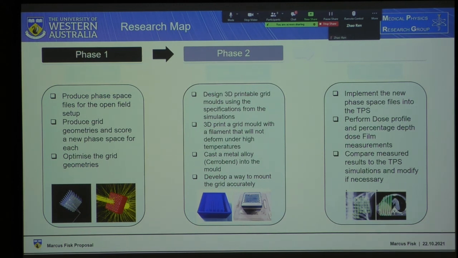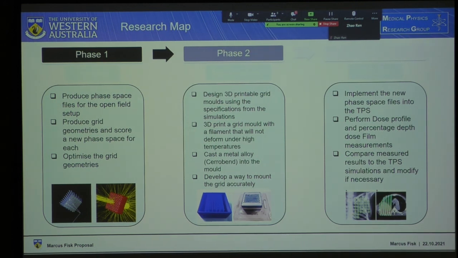And after this has been done, then a design of a grid mold, something like this, will be performed using specifications directly from the simulation. So then, when printing this, I have to make sure that the filament will not deform under high temperatures. The reason for this is the cerabend, a metal alloy, is going to be cast into the mold, and it has a melting point of 70 degrees Celsius, or just above that.